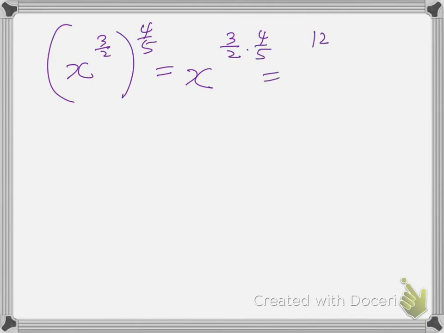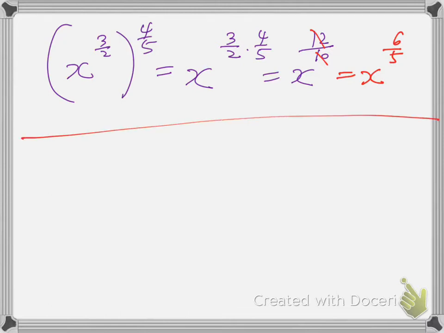One more example. x to the 3 over 2 power, and then to the 4 over 5 power. So this is power of a power, so we need the product rule, right? 3 over 2 times 4 over 5. So this is 12 over 10 power. But you cannot put 12 over 10 in WebWork, okay? You have to simplify the fraction. So this is 6 over 5, dividing by 2. So it's x to the 6 over 5 power, okay? Yeah. So some other examples like this.